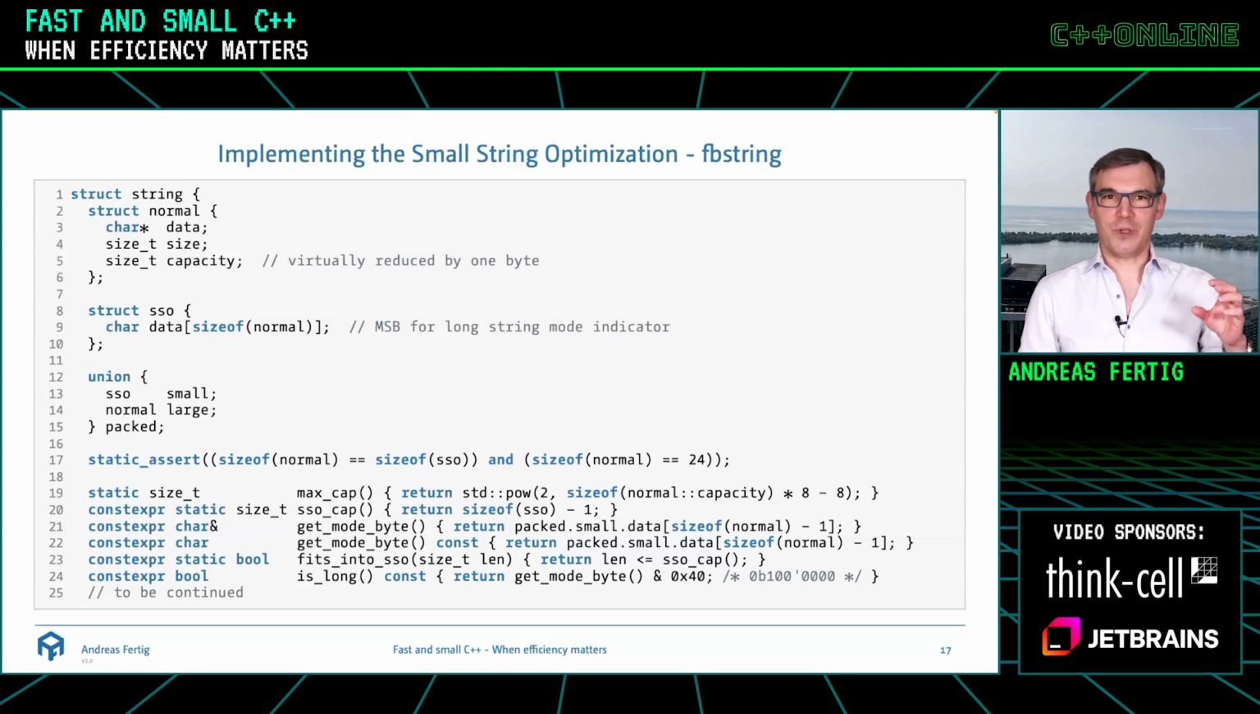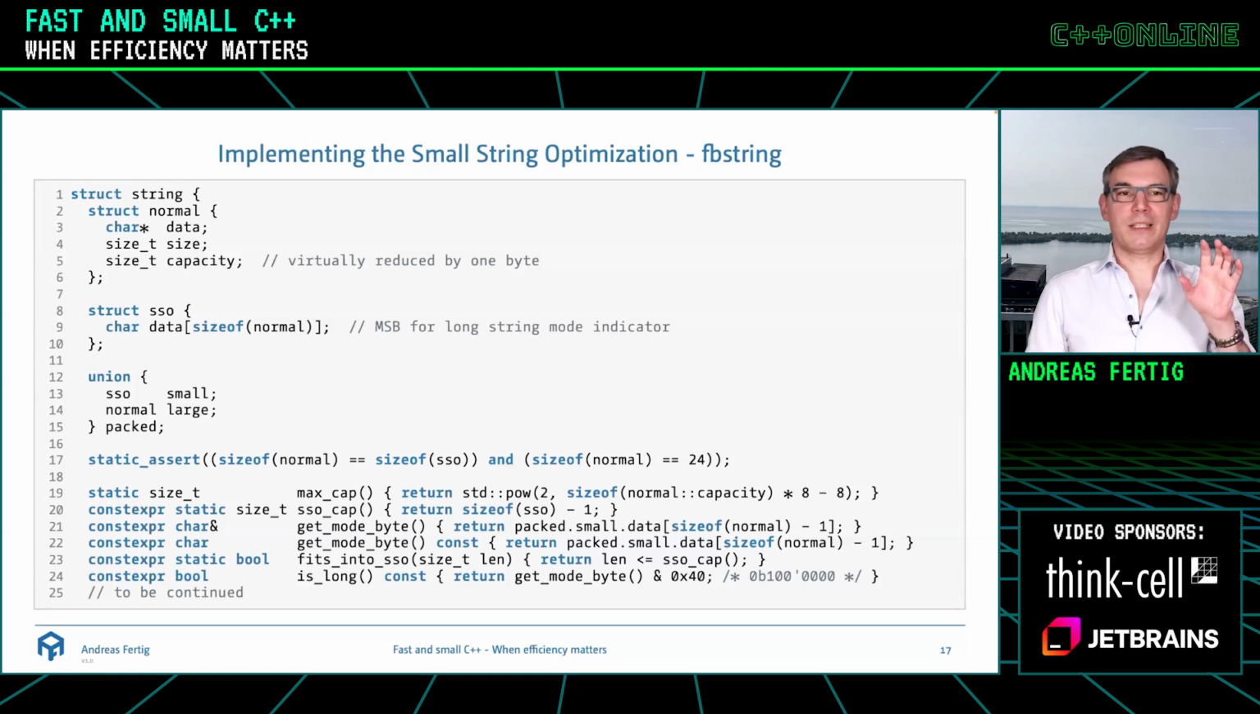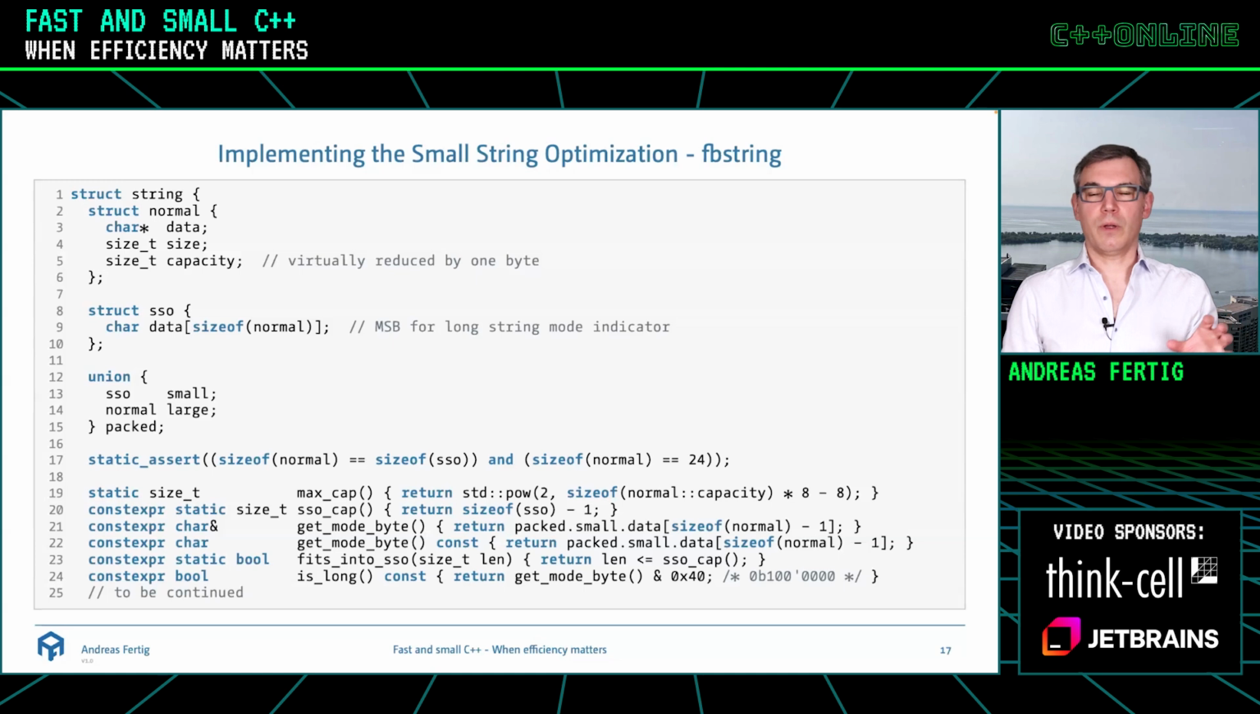So they also have two data structures, one normal and one SSO. Normal here starts with a char* data, followed by a size_t size, followed by a size_t capacity. The last one here is set to be virtually reduced by 1 byte, so that's relevant later on. The struct SSO has a single data member, and that's a char array data with the full size of normal. So assuming we are still going for 24 bytes, that means data in SSO is 24 bytes.